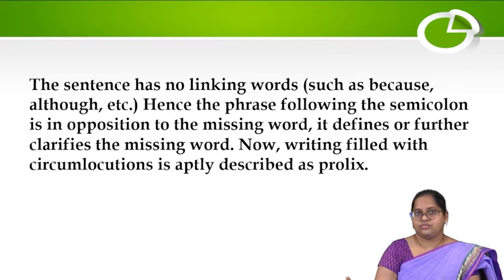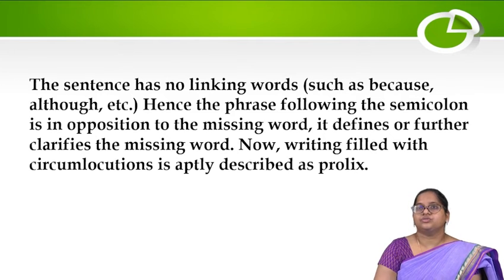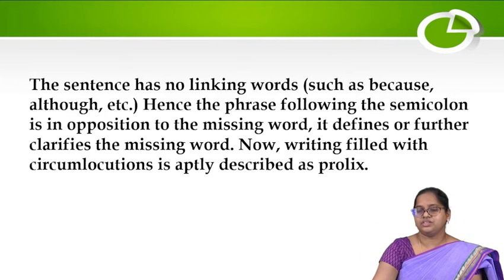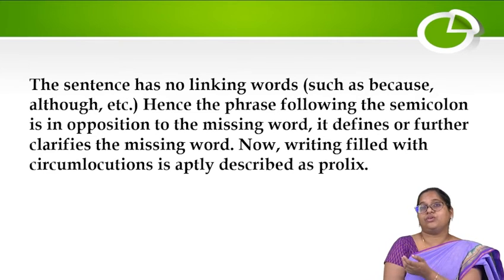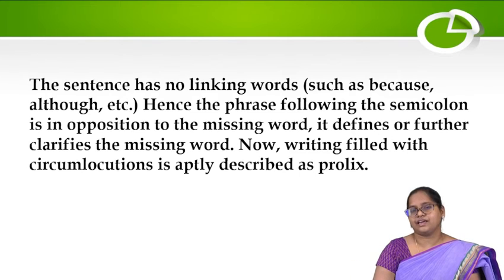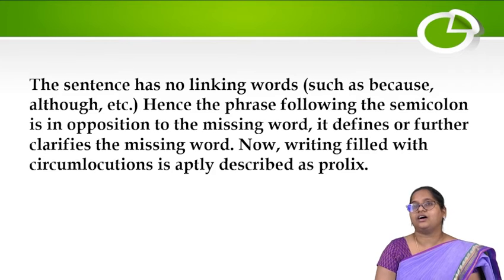The sentence has no linking word, such as because; these linking indicators are not given. So the phrase following the semicolon is in opposition to the missing word. Here you can see his novels are, semicolon, so the missing word is defined or further clarified by what follows. The semicolon and the missing word will clarify the ideas given in the consecutive lines.